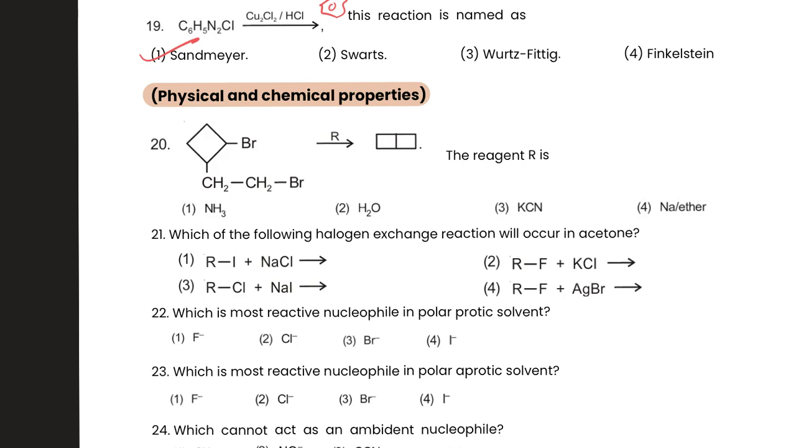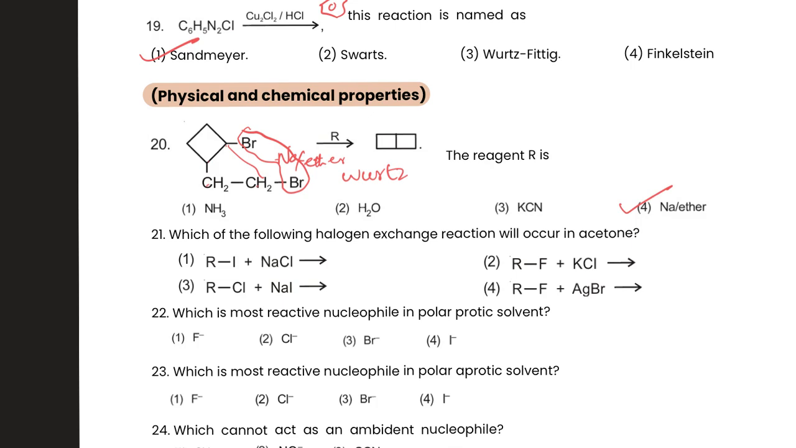Now the physical and chemical properties related questions. Now the 28th question: a given compound with a reagent is converted into a bicyclo compound. The reagent R is: these two with bromine in the presence of sodium in ether, that is called Wurtz reaction. Then a 4-carbon ring like this forms, therefore that is the fourth option.